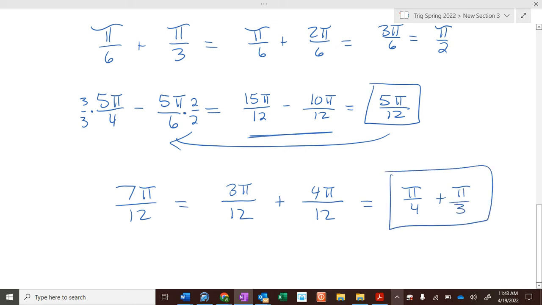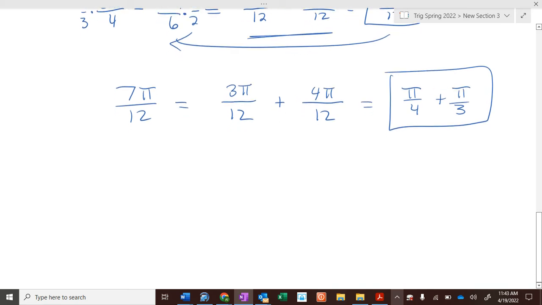Makes 7 pi over 12. How do you get negative pi over 12? How are we supposed to get down to a negative pi over 12? Well, how do you get to a negative number? Like negative 6. Negative 6 is what minus what? 0 minus 6, 1 minus 7, 2 minus 8. It's always a smaller number minus a bigger number, right? Okay, so if we think that way, how do I get to negative 1?